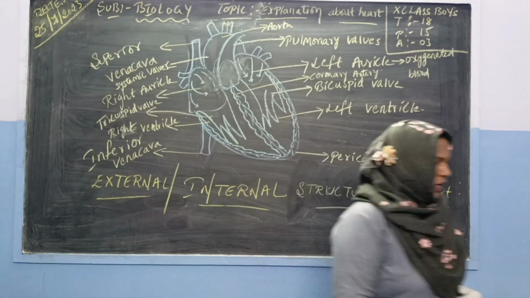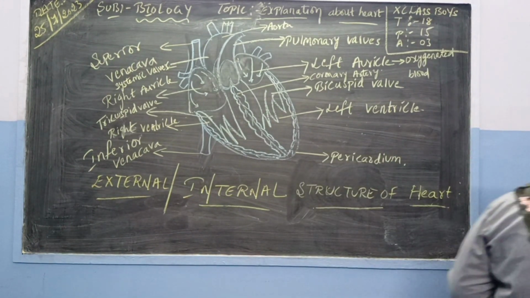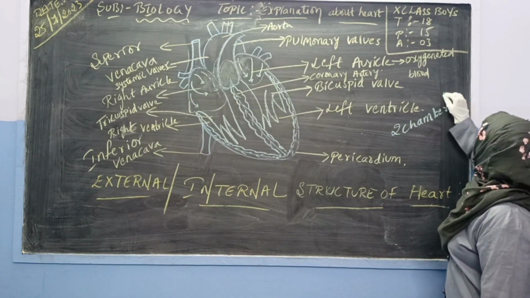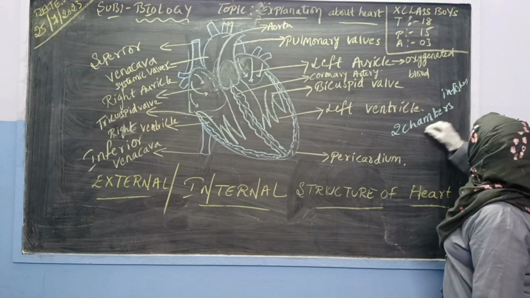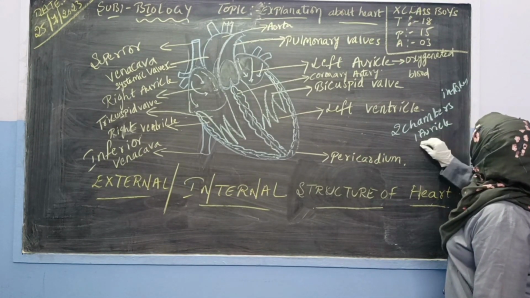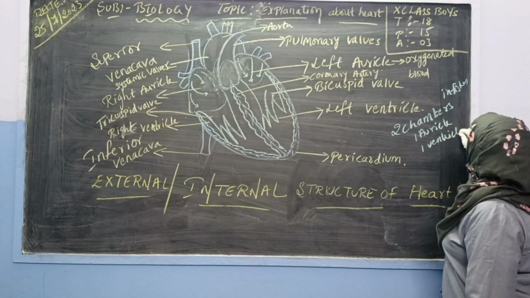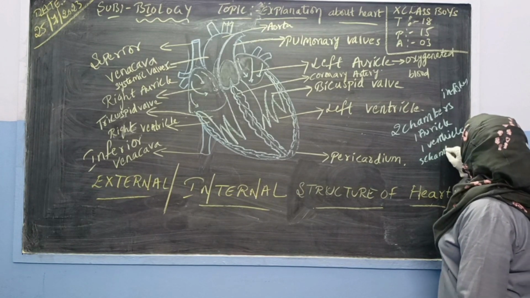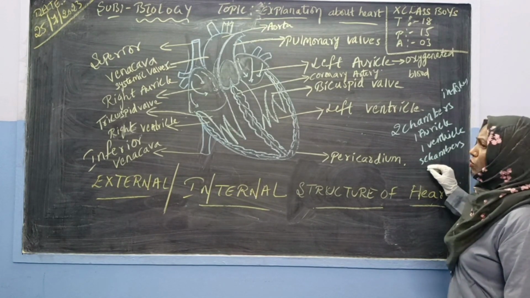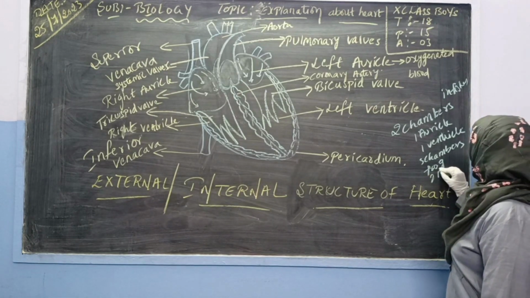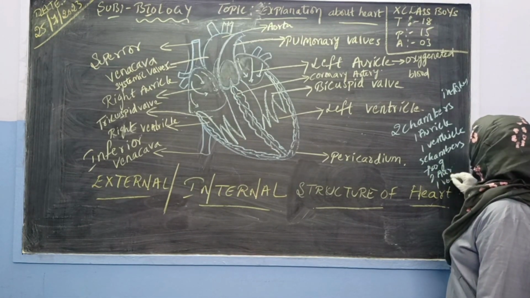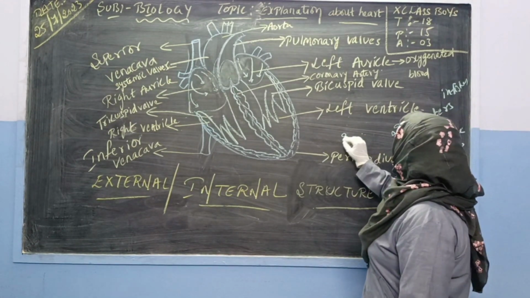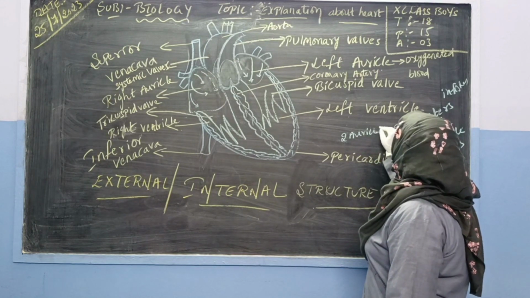Normally, in fishes the heart has 2 chambers, that is 1 auricle and 1 ventricle. In amphibians, 3 chambers of the heart are present, that is 2 auricles and 1 ventricle. Likewise, the human heart is divided into 4 chambers, that is 2 auricles and 2 ventricles.